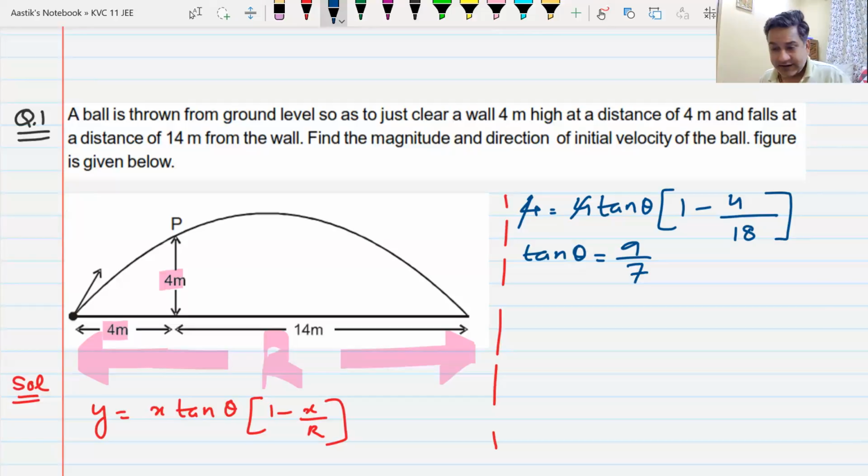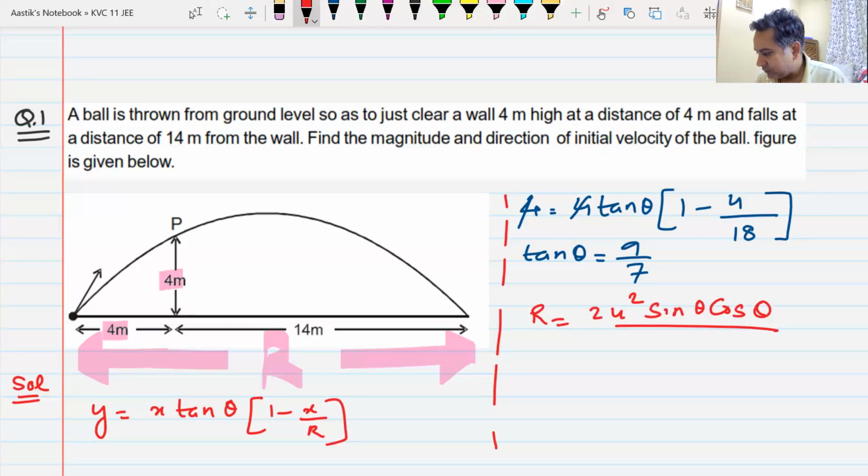Once you get the value of tan theta, you can find the value of sin theta and cos theta. You know the range. You can find out the value of u. You can write range as 2 times u square sin theta cos theta by g. You know the value of tan theta, so you can find out sin theta and cos theta and get the value of u.